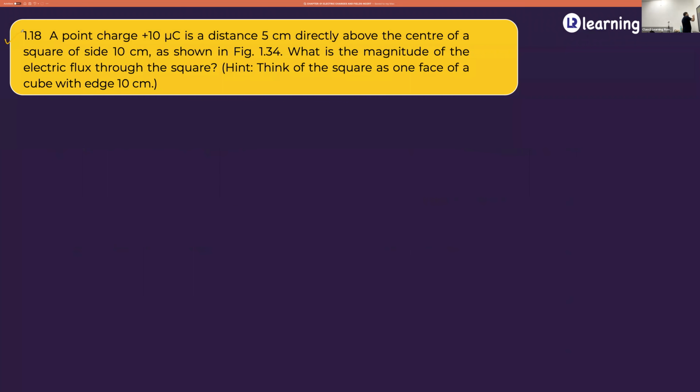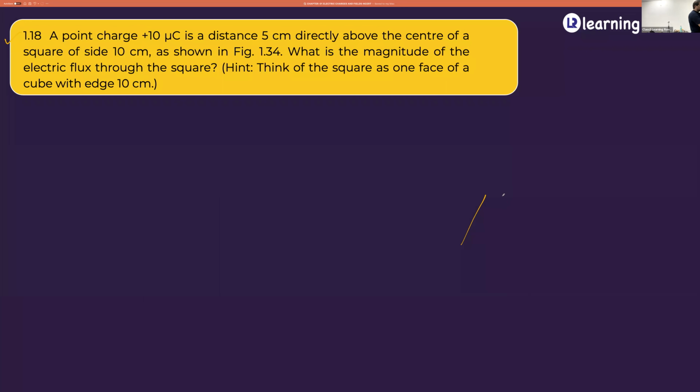The 18th one. A point charge 10 microcoulomb is at a distance of 5 centimeter directly above the center of a square of side 10 centimeter as shown in figure 1.34. What is the magnitude of the electric flux through the square?